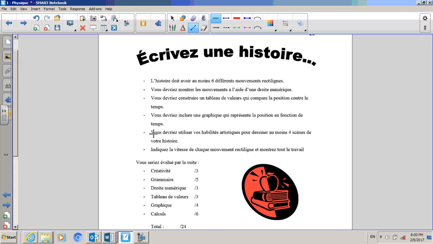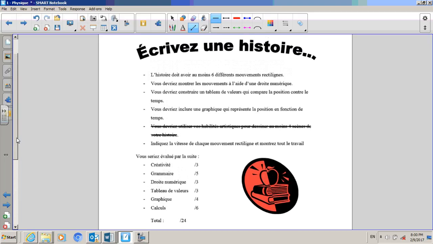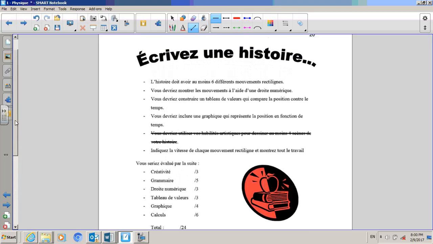This says, vous devrez utiliser vos habilités artistiques pour dessiner au moins 4 scènes. So what I used to, or have done in the past, is ask people to draw 4 of the 6 movements. For some reason, everyone gets really upset that they have to draw a picture. So we're just going to scrap that this time around because I like you guys so much. And I would never want to put you through that kind of torture of drawing a picture.